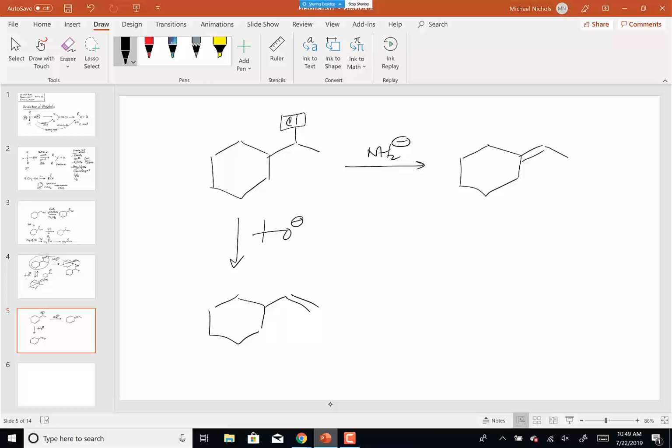But I can't do it with an alcohol, although that's not true. Because I could have taken this alcohol and made the most substituted alkene out of it by using something and heat.